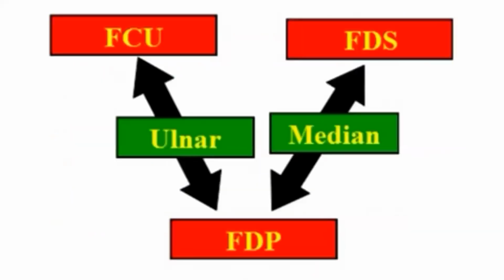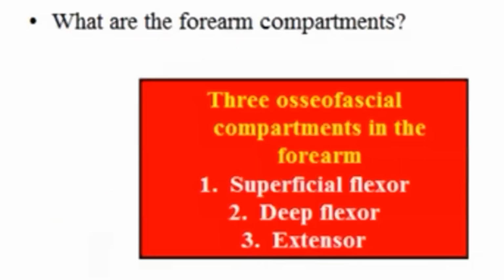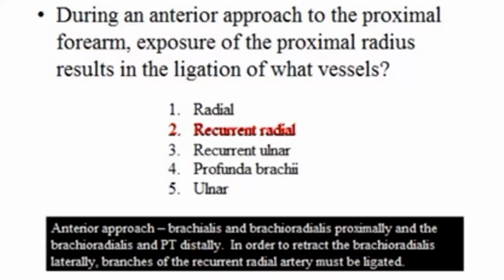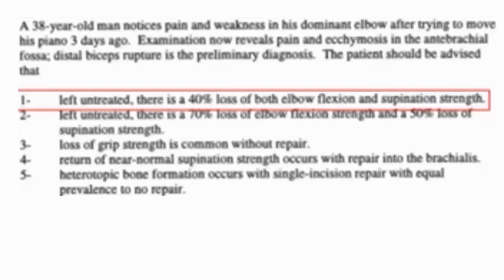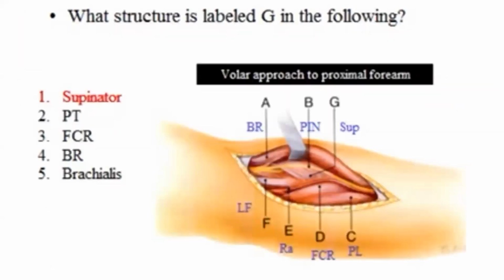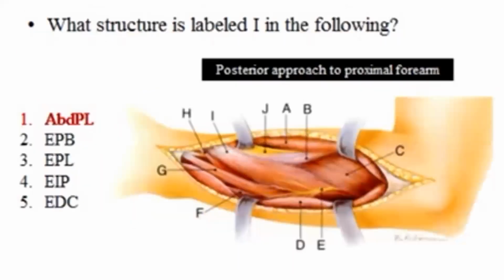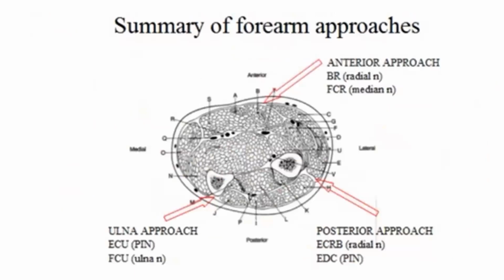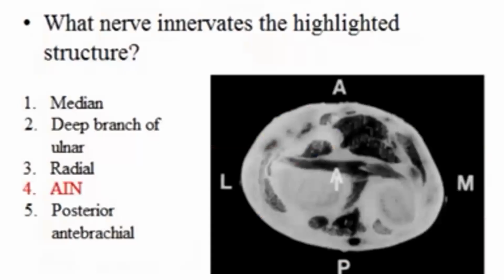Now, what else can we do? Let me see if there's anything. What are the forearm compartments? You have to know that. You have to know the anatomy of the vessels. Let me see. I'm doing this so that they will appear on your recording so that you can study them. Okay? What nerve innervates the highlighted structure? The anterior interosseous nerve. This is the pronator quadratus.